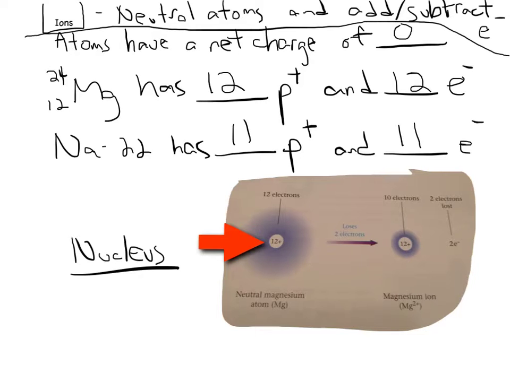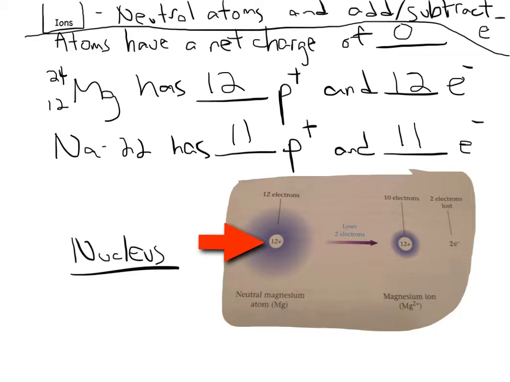Now, what would happen if the magnesium would lose 2 electrons, as you see here? Well, a couple things would happen. The size would shrink because you've lost electrons. So the cloud would get smaller. But that's not important for now. The big thing is, you would still have 12 positive charges, but now you would only have 10 negative charges. And we'd have these 2 electrons that have gotten away.